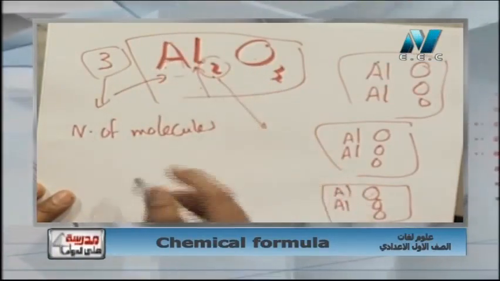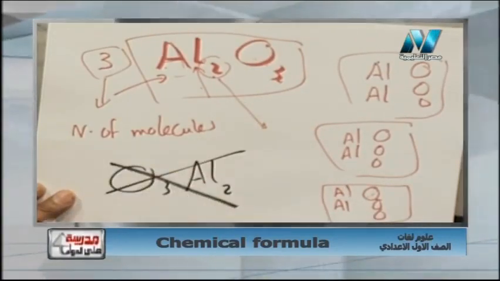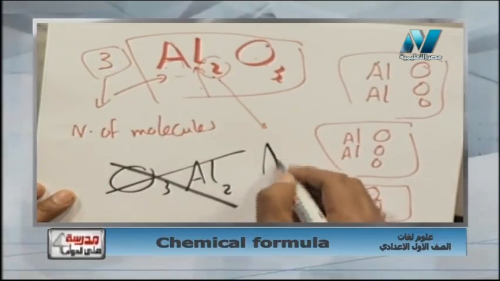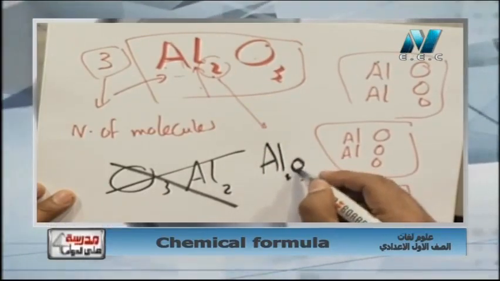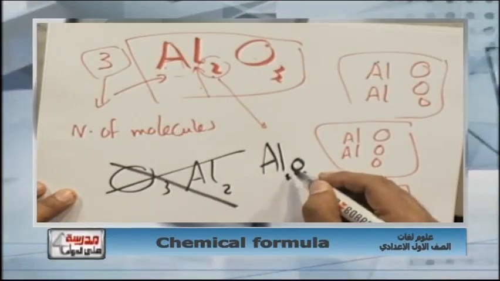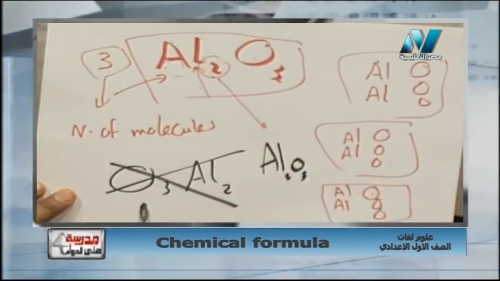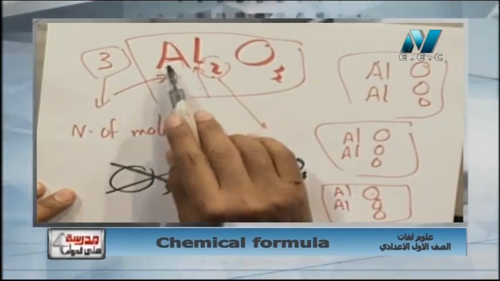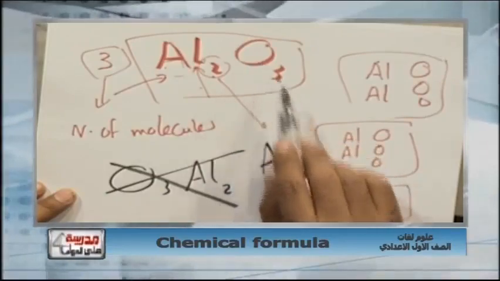Can I say O3Al2? No, it's wrong. I can't write it like that, because the O here doesn't represent an element because it's small. I must write it capital. I must write Al first, A capital, L small, O the second. Okay.